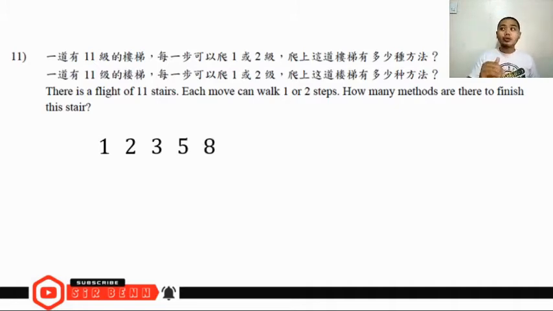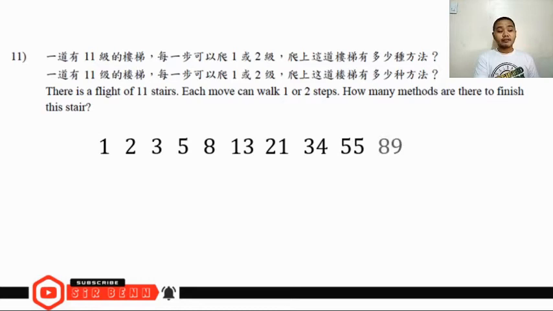We are going to repeat the process until we reach the 11th term, since there are 11 stairs. So let us continue. The next term is 5 plus 8, that is 13, and then the next term is 8 plus 13, which is 21, and then 13 plus 21, that is 34, and then 34 plus 21, and then 34 plus 55, and that is 89, and then 55 plus 89, and that is 144. So 144 is the 11th term, therefore the answer for number 11 is 144.